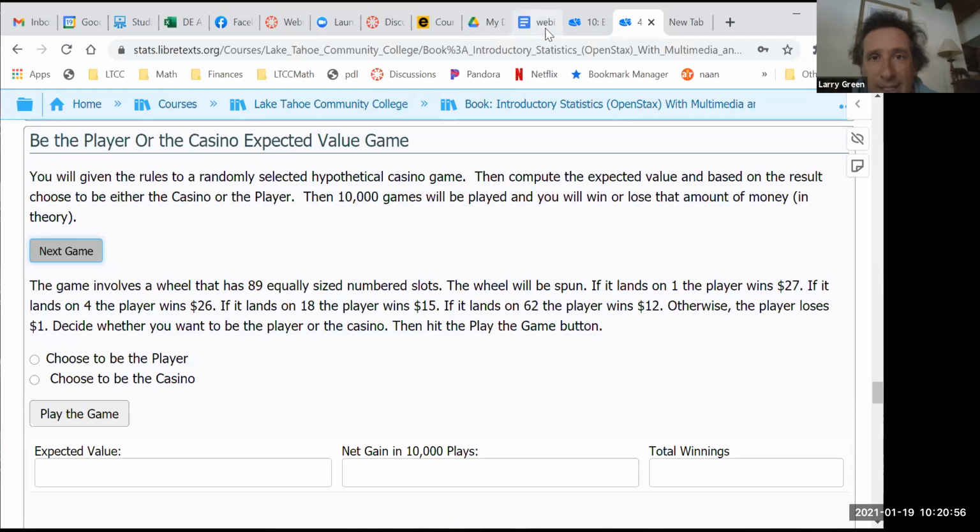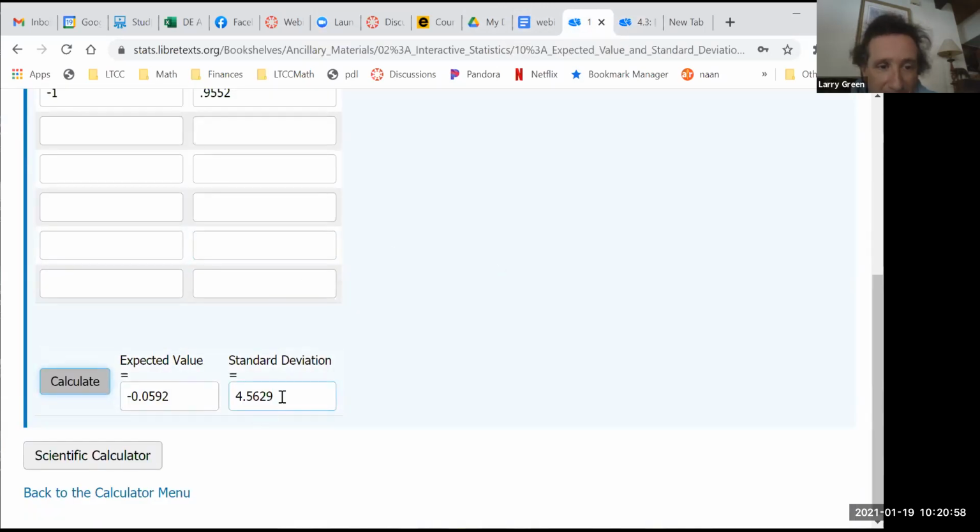I popped in the standard deviation. The standard deviation is 4.56. I'm going to go to the nearest penny. Our units are in dollars, by the way. So that means that 4.56 is the standard deviation for the amount of dollars in this game. Now that is a very high standard deviation, especially if you compare it with the expected value. The expected value is like 6 cents negative, and the standard deviation is $4.56.